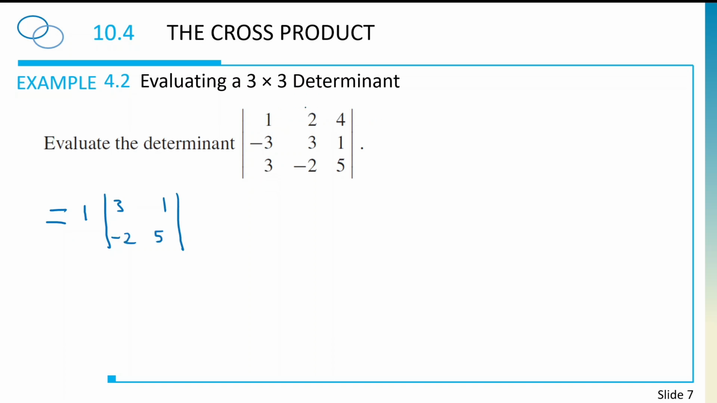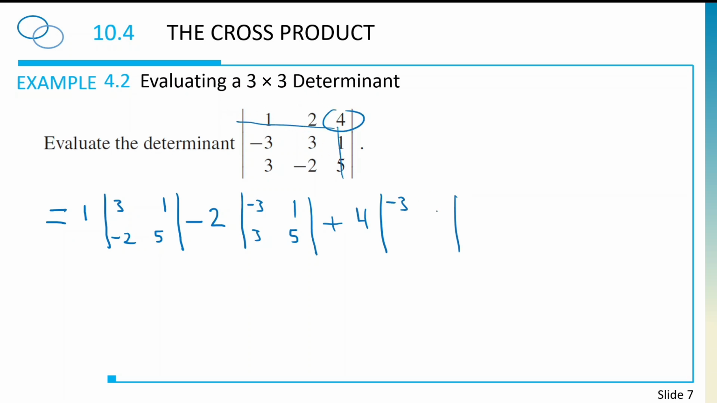Then I'll move to the second one. Remember, for the second one, you always have to switch the sign. If it's 2, I write negative 2. And then the determinant. Cancel out the row and column. What do you have left? Negative 3, 1, 3, 5. And then I'll move to the last one, 4. Same thing. I'll take the 4, cancel its row and column. So what do I have? Negative 3, 3, 3, negative 2.